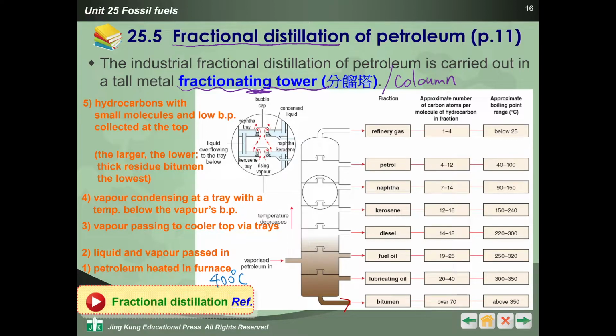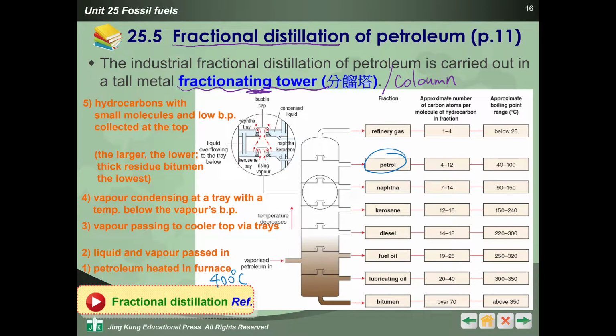Now, at the end of the day, the hydrocarbons with smaller molecules and lower boiling points will be collected at the top. So here, like refinery gas and petrol, they're collected at the top. And those that have a larger molecule and a higher boiling point will be collected at the bottom here, like bitumen, lubricating oil, fuel oil, and so on and so forth.